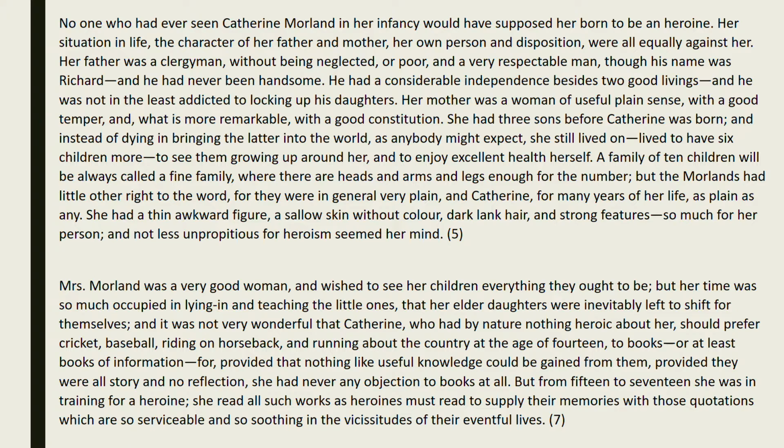A family of 10 children will always be called a fine family, where there are heads and arms and legs enough for the number, but the Morlands had little other right to the word. They were in general very plain, and Catherine for many years of her life as plain as any. She had a thin, awkward figure, a sallow skin without colour, dark, lank hair, and strong features. So much for her person, and not less unpropitious for heroism seemed her mind.